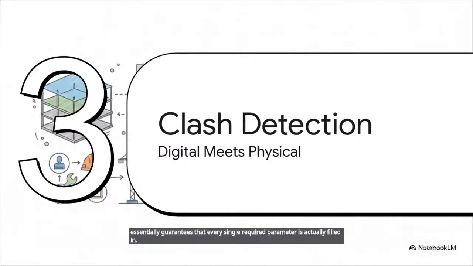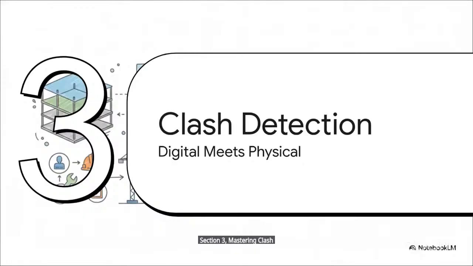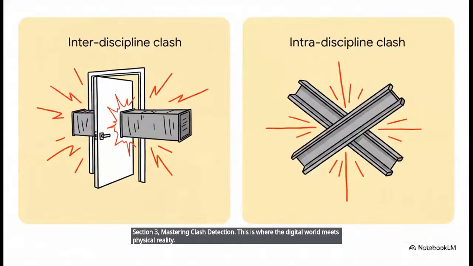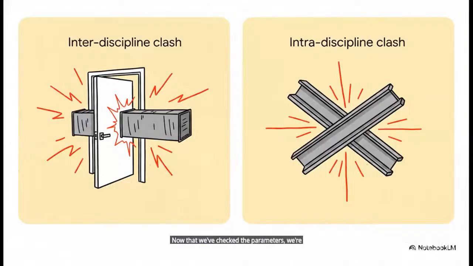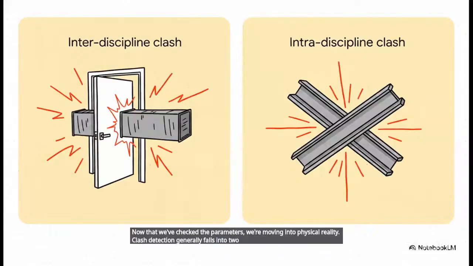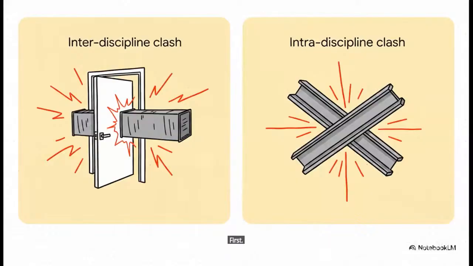Section 3. Mastering Clash Detection. This is where the digital world meets physical reality. Now that we've checked the parameters, we're moving into physical reality. Clash detection generally falls into 2 main buckets. First, you have interdiscipline clashes.